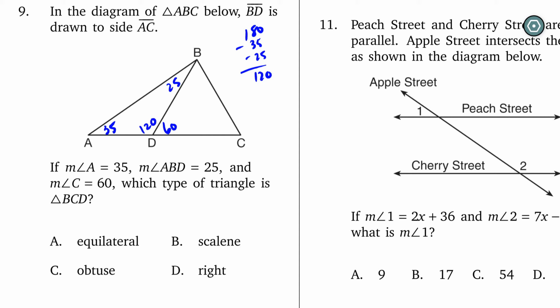It tells us that angle C is also 60, meaning this remaining angle is 60. And if all 3 angles of a triangle are 60, I know it's equilateral.